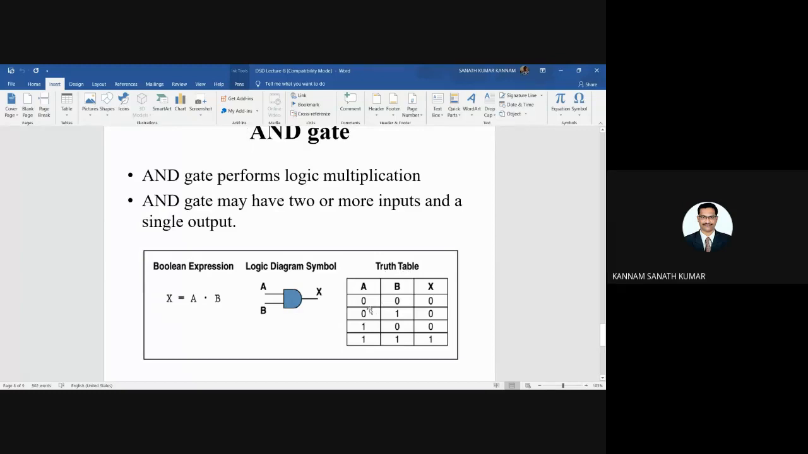In the truth table, when any input is 0, the output is 0, and when both inputs are 1, the output is 1. When both inputs are 0, you get output 0. When A is 0 and B is 1, you get 0. When A is 1 and B is 0, you get 0. So when any input is 0, irrespective of the other input, you get output 0. When both inputs are 1, you get output 1. This is the AND gate.